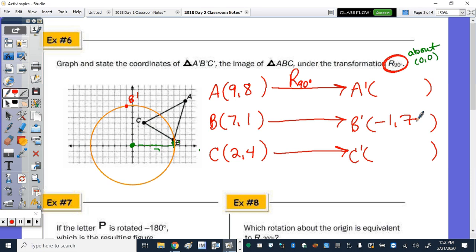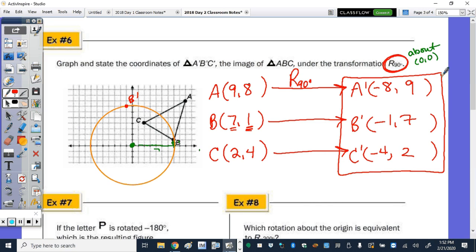So what happened, again, we take the rule, the x value goes first and is negated. So that 8 becomes negative 8, that 4 becomes negative 4. And what happened to the y? It remained the same. Or the x became the y, and it stays the same sign, it's a positive. So it becomes negative 8, 9, and negative 4, 2.